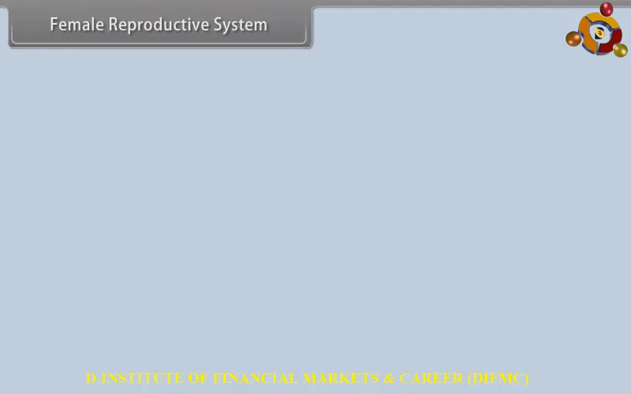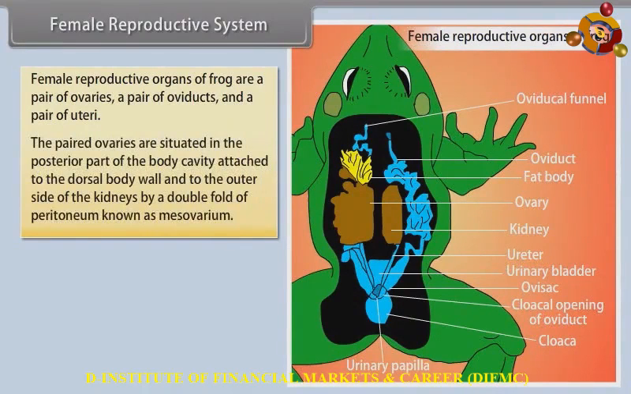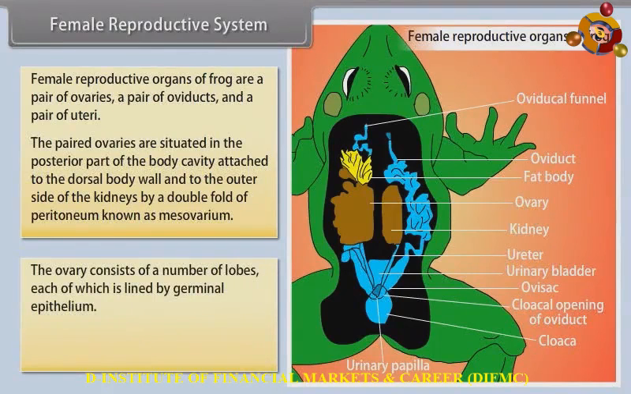Female reproductive system. Female reproductive organs of frog are a pair of ovaries, a pair of oviducts, and a pair of uteri. The paired ovaries are situated in the posterior part of the body cavity, attached to the dorsal body wall and to the outer side of the kidneys by a double fold of peritoneum known as mesovarium. The ovary consists of a number of lobes, each of which is lined by germinal epithelium.